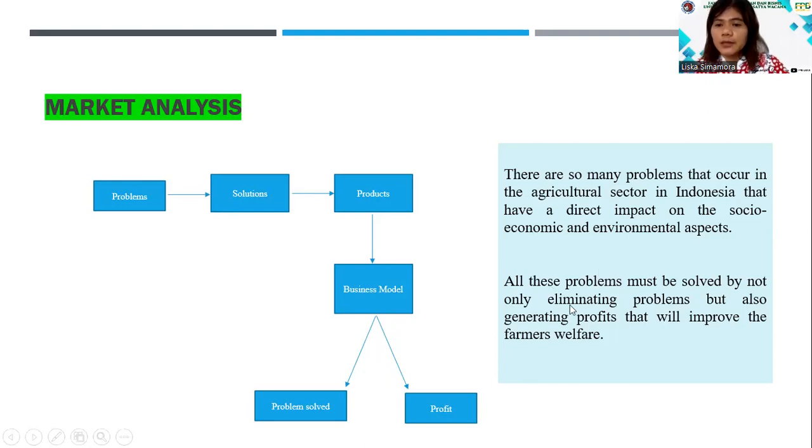So all the problems must be solved by not only eliminating the problems, but also generating profits that will improve the farmers' welfare. To emphasize this part, we have the products and we want to commercialize them, and the commercialization is encouraged by a business model. By commercializing it, the problem is solved and we get a profit.